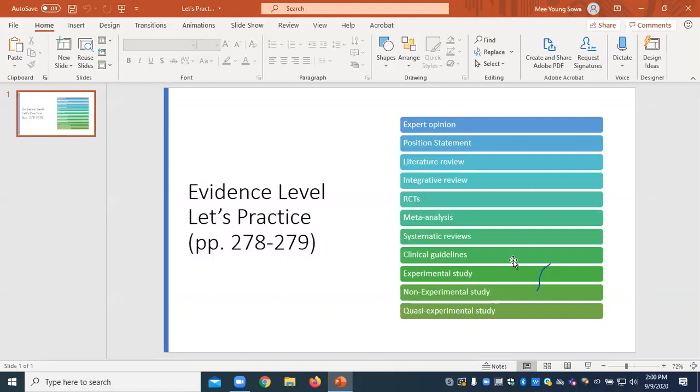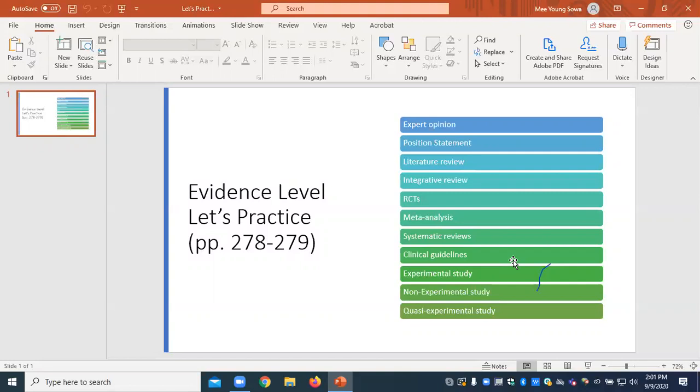Therefore, when you have a question, put this. When you choose an article, if you want a clinical guideline for your PICO question, put clinical guideline. If you want an experimental study, put experimental study in your search term. To get the best evidence, put meta-analysis and randomized control. If so, you'll get at least one or two articles from there, and you have strong evidence for your PICO question, okay?